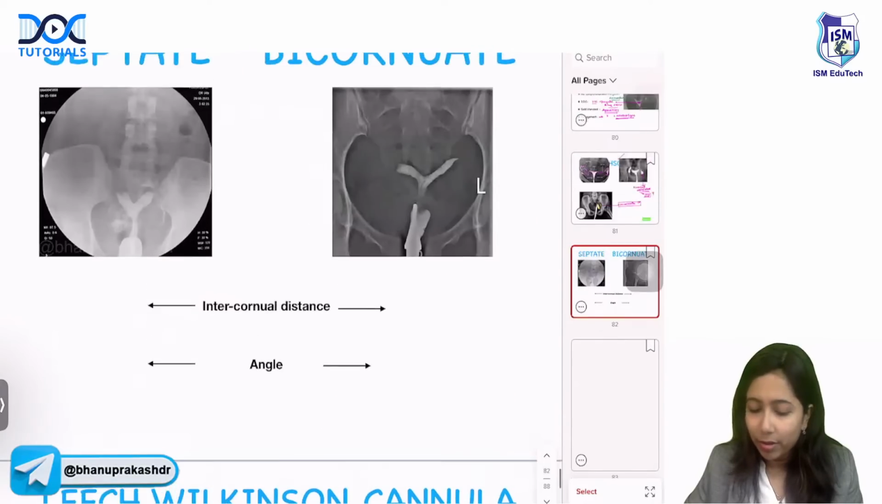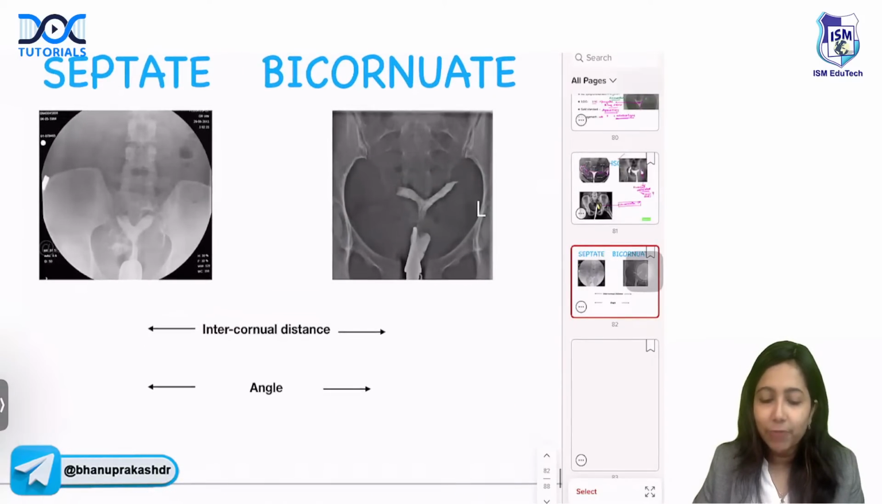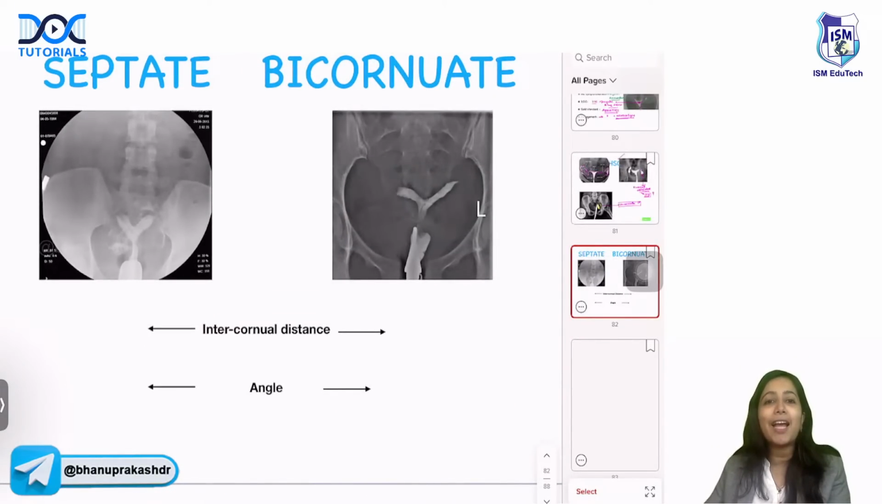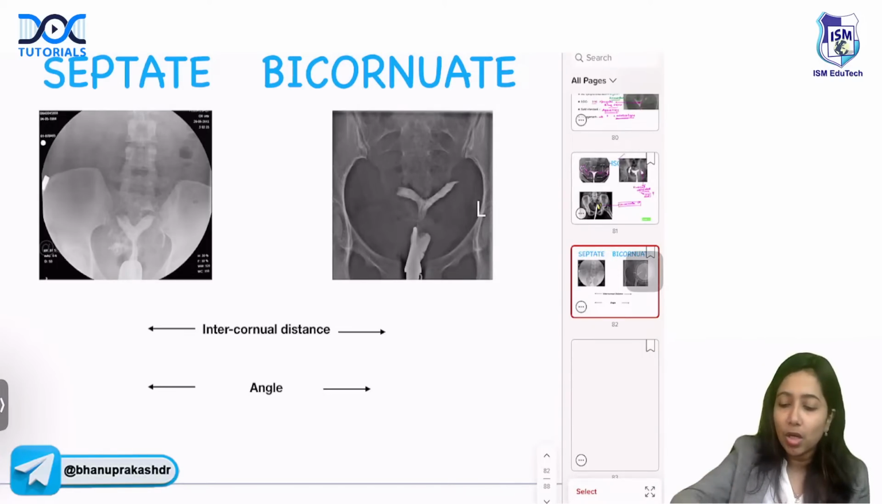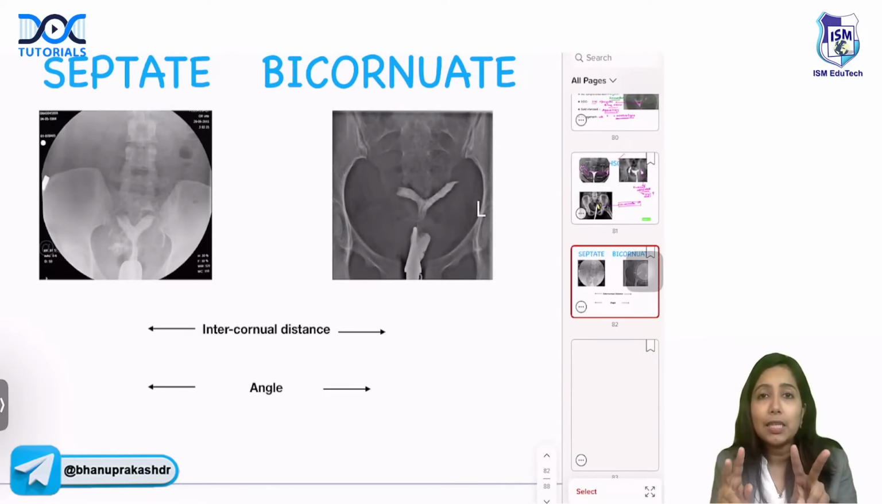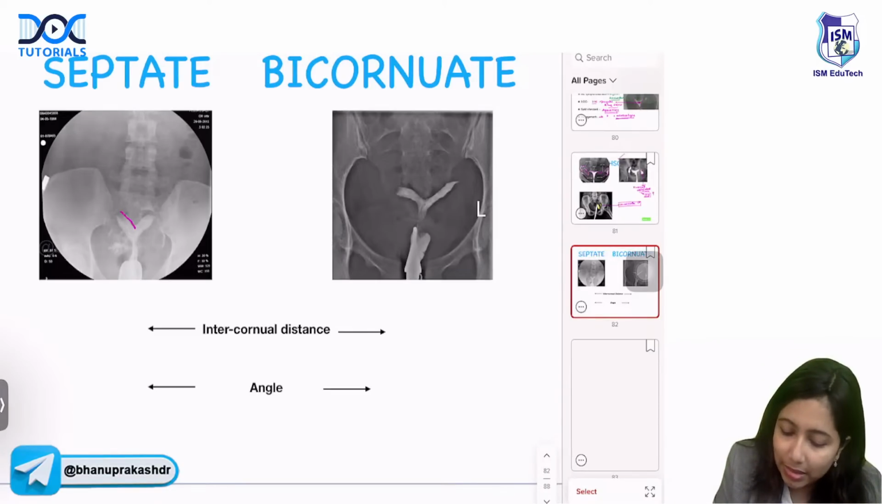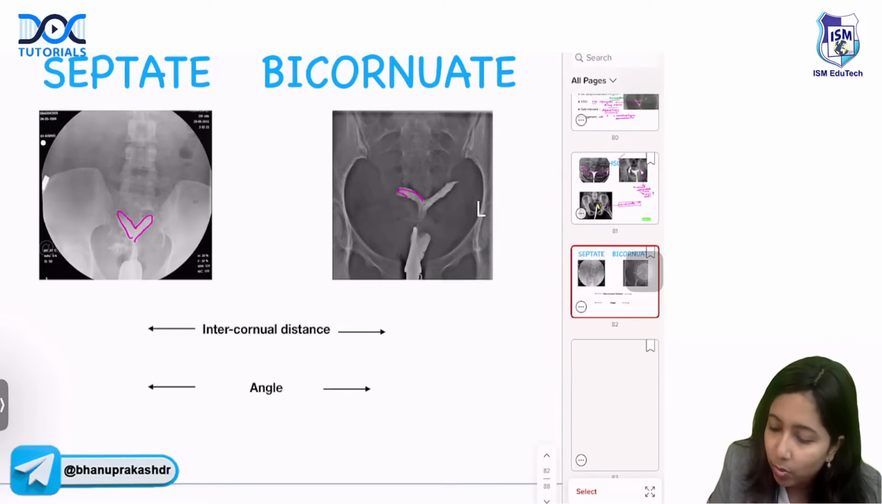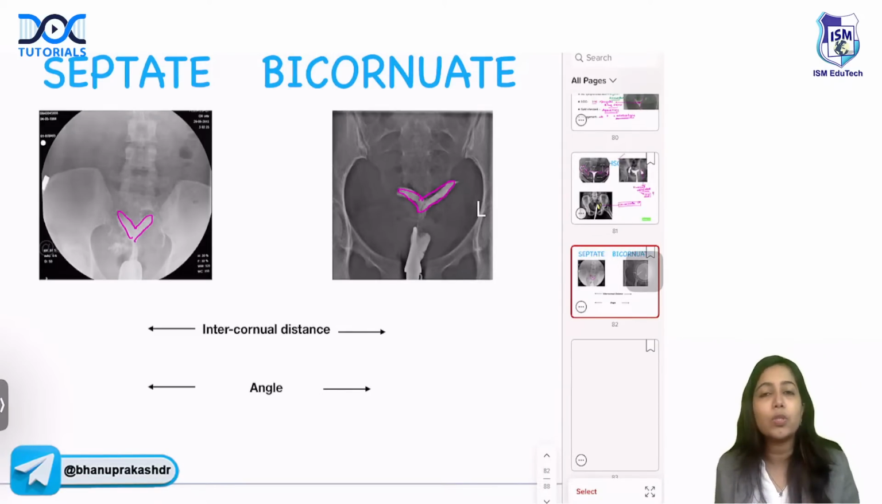So again, a common question which I get from students, how to differentiate between septate and bicornuate uterus. Let me tell you an easy way to differentiate between these two. If you look at the cavity in both of these, you can see the two horns. In case of septate, they are closer together, whereas in bicornuate, they are farther apart.